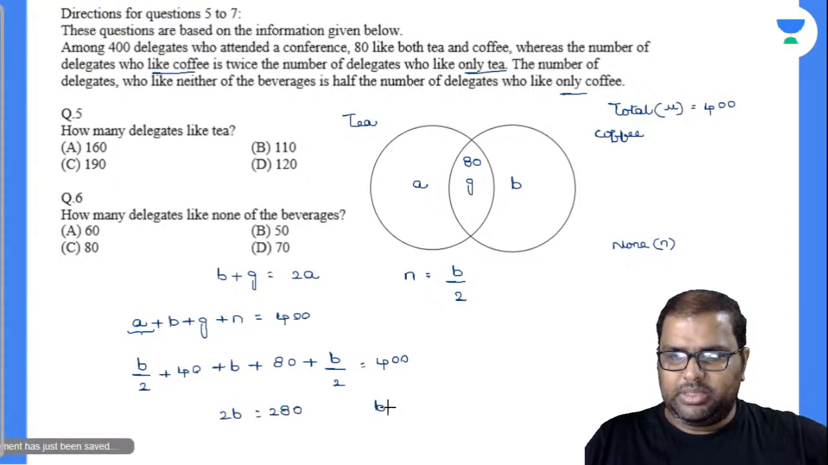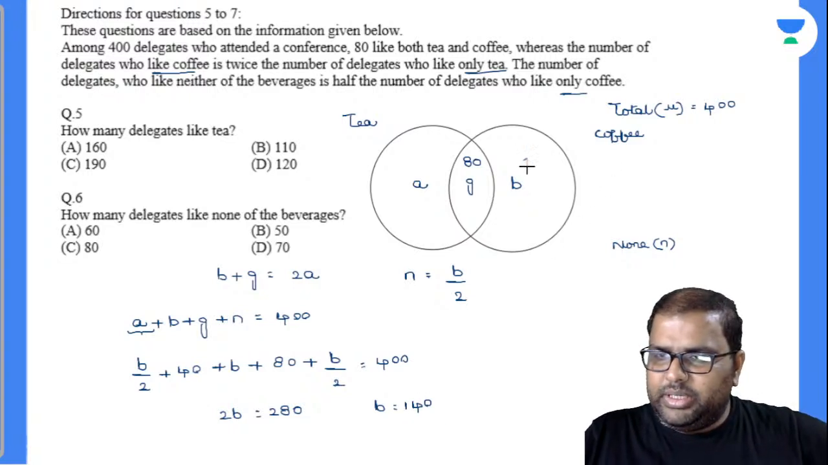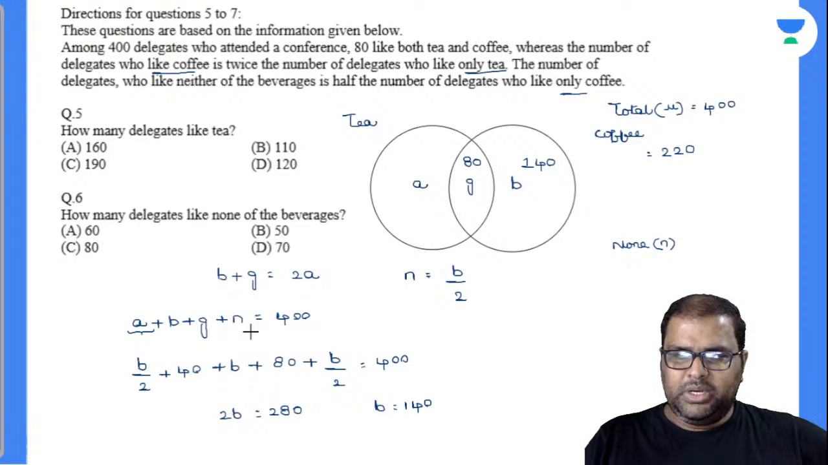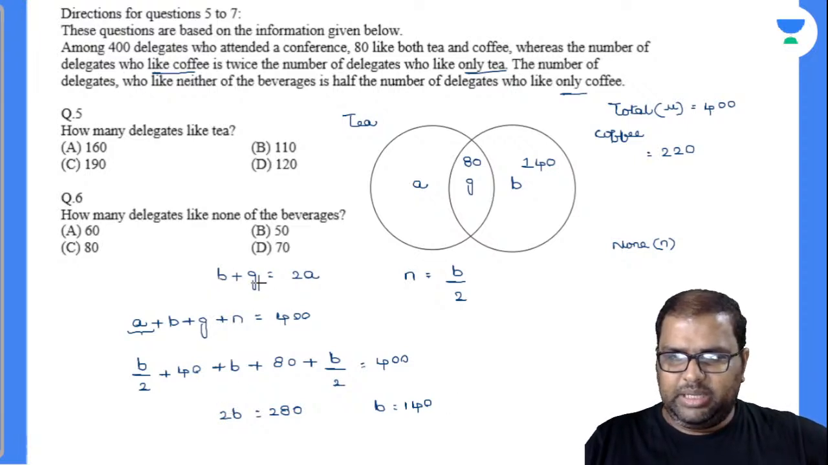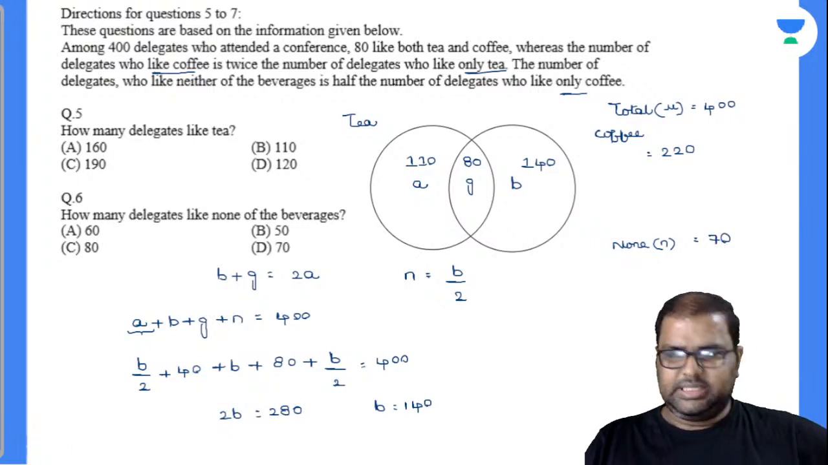So 2B will be 280, right? B value will be how much? Will it be 140? Yes, it will be 140. My B value is 140. So my total coffee aspirants will be how much? 220. What will be my A value there? B plus G, 140 plus 80, 220 by 2, is it 110? Yes, it is 110. So what will be my N value? N value 140 by 2, is it 70? So am I getting 400? Check once.